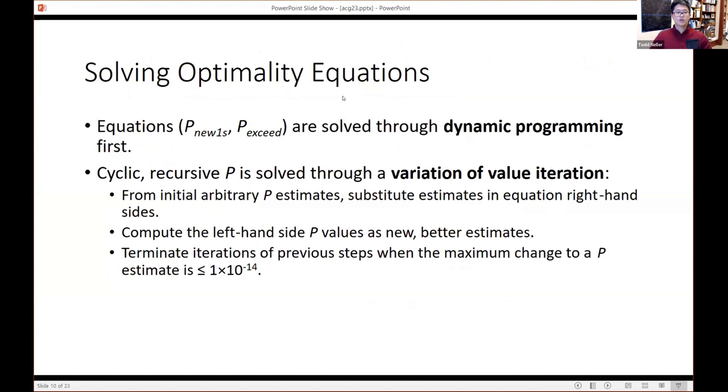And now, the equations are solved through dynamic programming. These two equations are cyclic, so they are solved with a variation of value iteration, starting from an initial arbitrary value of 0. Then we substitute the estimates into the right-hand side of the equation and continuously recompute until the maximum change to the probability is less than the value on the screen.